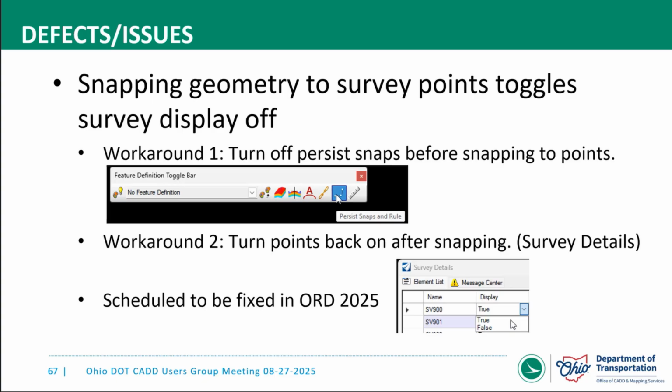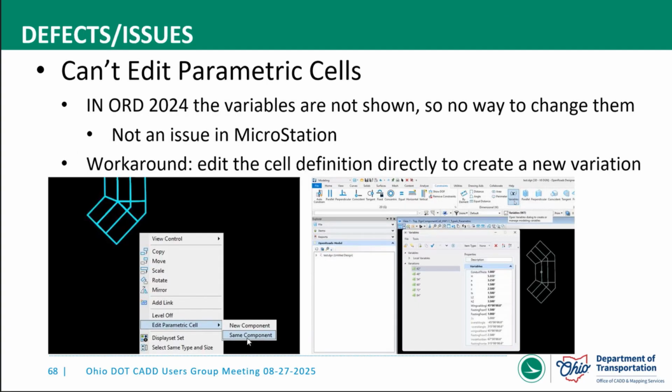So to work around that, if you turn off your persist snaps before you snap to the point, it won't turn it off, or you can just go and turn it back on. That's in the survey details, but this is more for the surveyors, if they're in their survey file doing things and wondering why their points are just turning off on them. That is why, and this is scheduled to be fixed in ORD 2025. So the next release should address this problem.